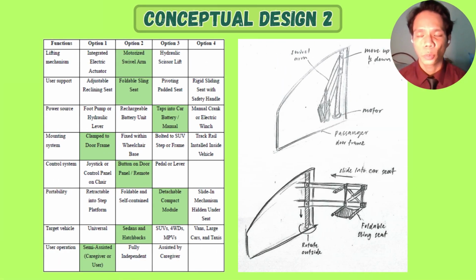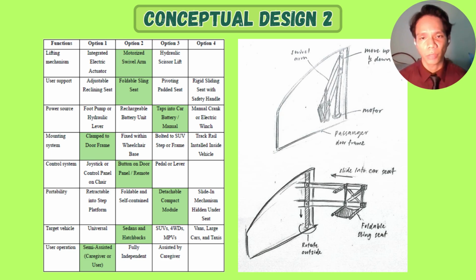And this is the conceptual design two. The design for this is quite simple. It will have a motorized swivel arm. Once the arm is rotated out, the seat will automatically fold out and open, and it is tapped into the car, which uses a battery or manual. The design is clamped to the door frame. It will have a button on the door panel, just beside the window open and close buttons, and the design is a detachable and compact module. This design is only compatible with sedans or hatchbacks. So this design is semi-assisted.